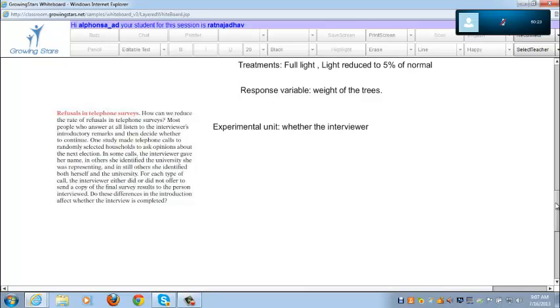The experimental units are the objects on which the treatments are applied. Or if they are people, we call them subjects. So here, it's like the people being called. Yes.